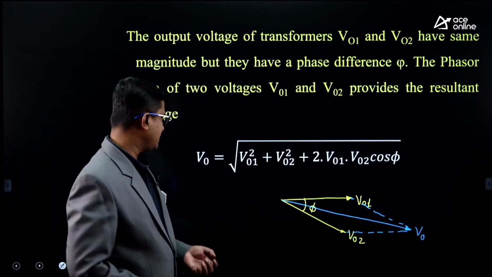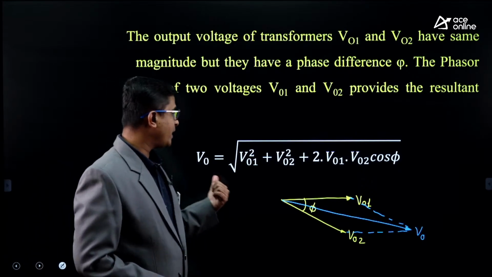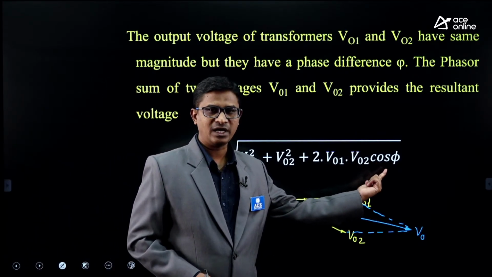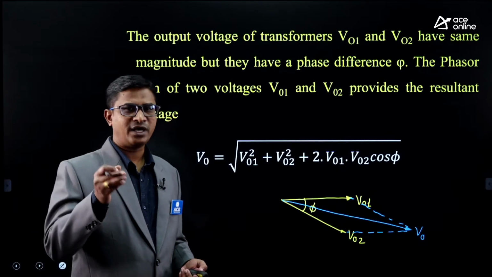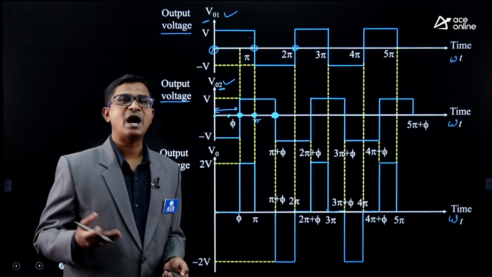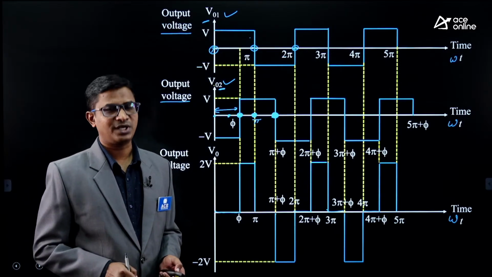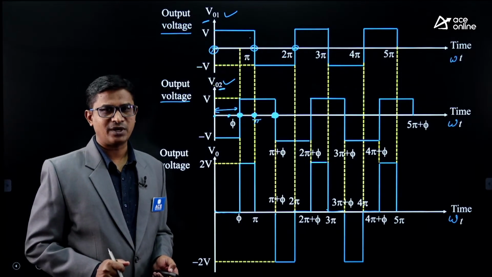So you can check, this is my V0, the output voltage. It depends on the angle phi. Angle phi is the phase displacement angle between V01 and V02. So this is one of the methods by which we can control the load voltage. But here we require two inverters.